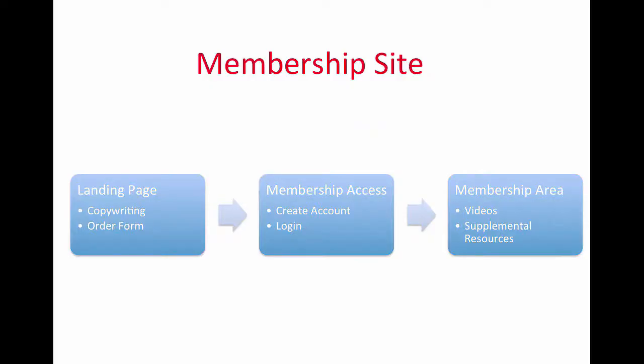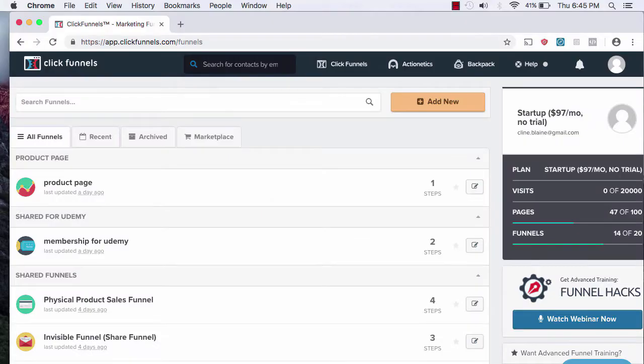At this point in our membership site, we have created our membership access page. Our users are able to create an account and log in using their email address and password. We've also created the membership area. That's where our videos are going to live, and we're able to add supplemental resources into that membership area. Next, let's go ahead and create our order form and let ClickFunnels know that we're creating a brand new product.